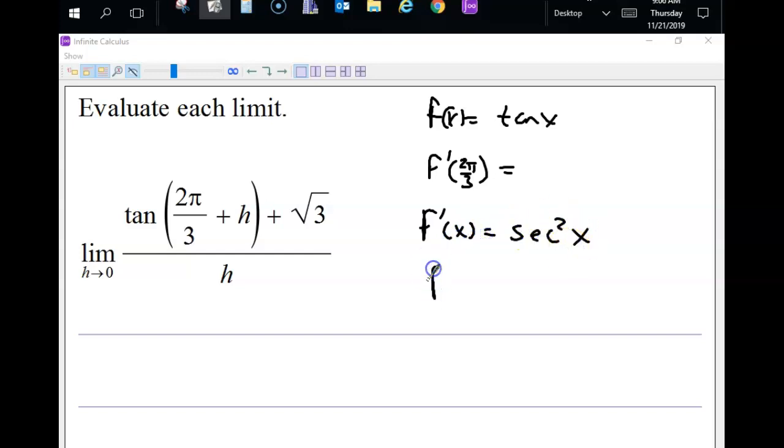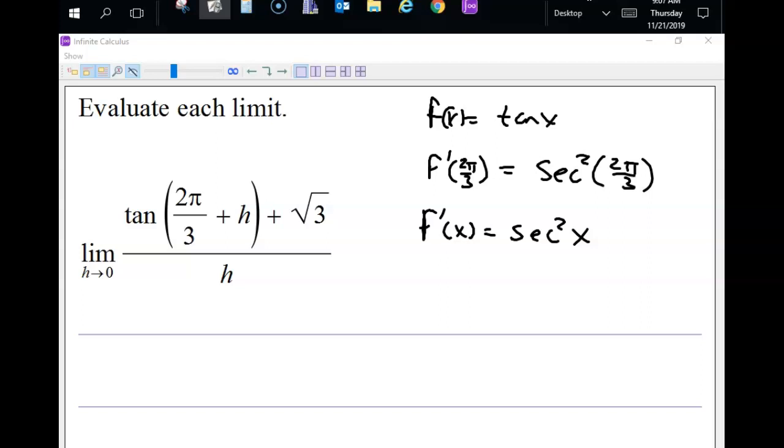Good. And so f prime of 2 pi over 3 would be secant squared of 2 pi over 3, and that's where a lot of you guys stopped. So, do we know what the answer would be? What is it? 1/2? I think you're rightish, but not done. Yeah. Anybody else?